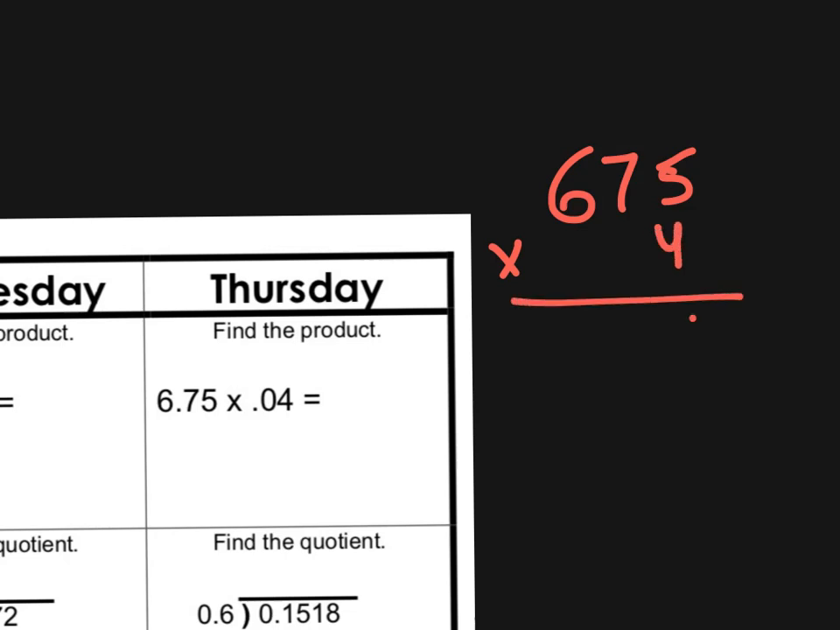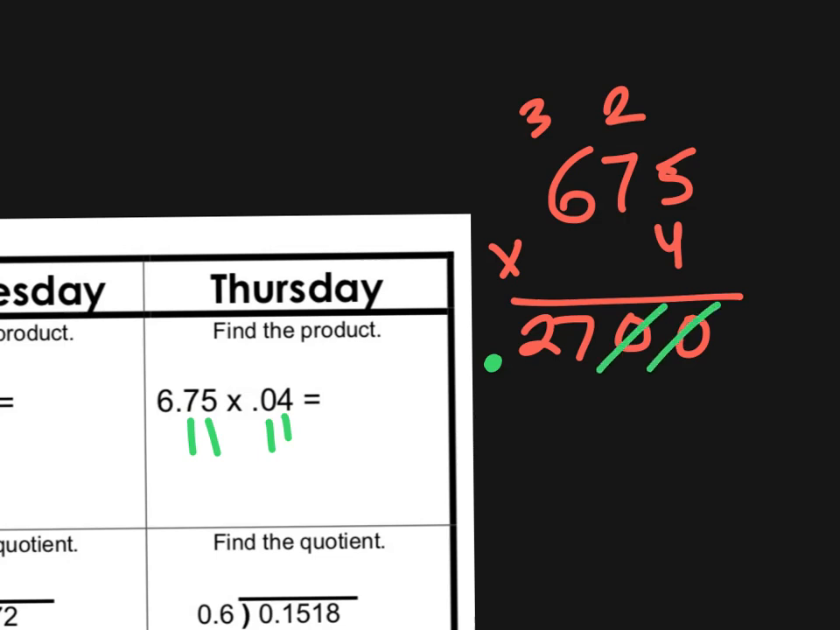5 times 4 makes 20, carry the 2. 4 times 7 is 28, add 2 makes 30, carry the 3. 4 times 6 is 24, add 3 makes 27. We have 1, 2, 3, 4 numbers behind the decimal, so we'll put it there. And if you want, you can actually get rid of those 2 zeros. It'll be 0.27, or you can say 27 hundredths.